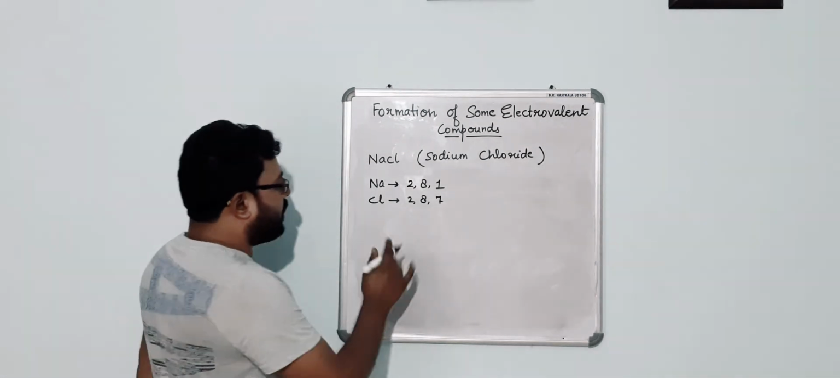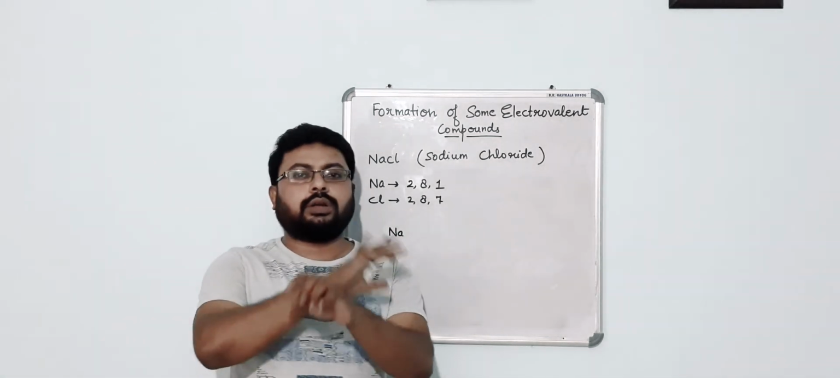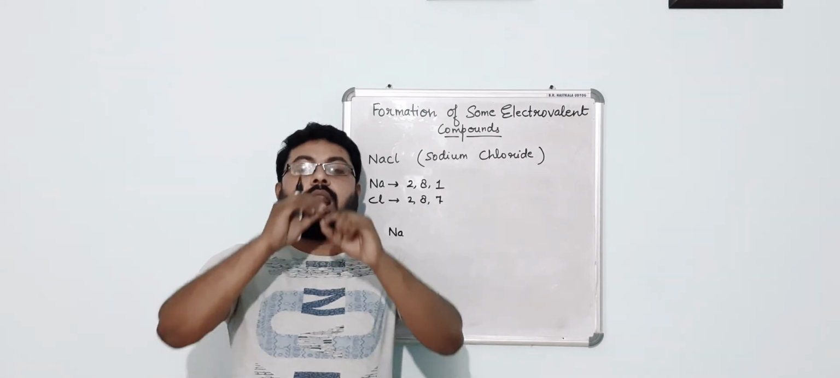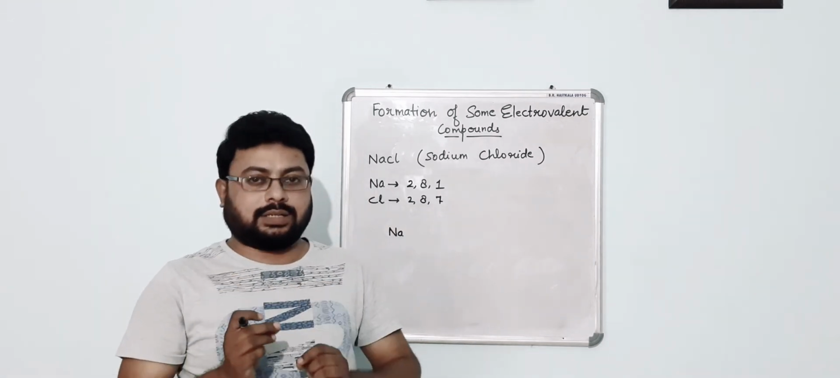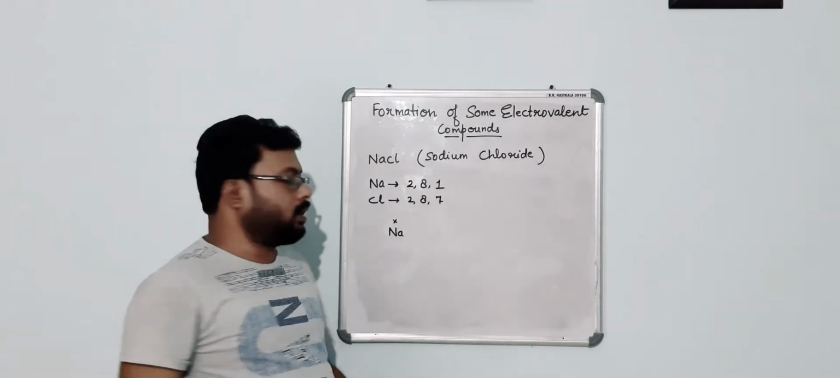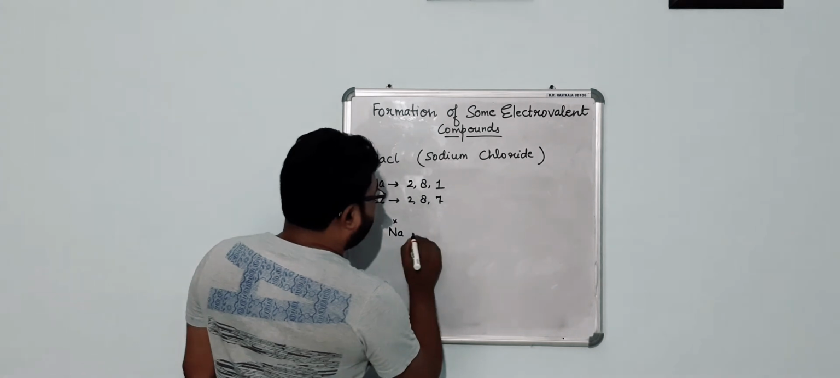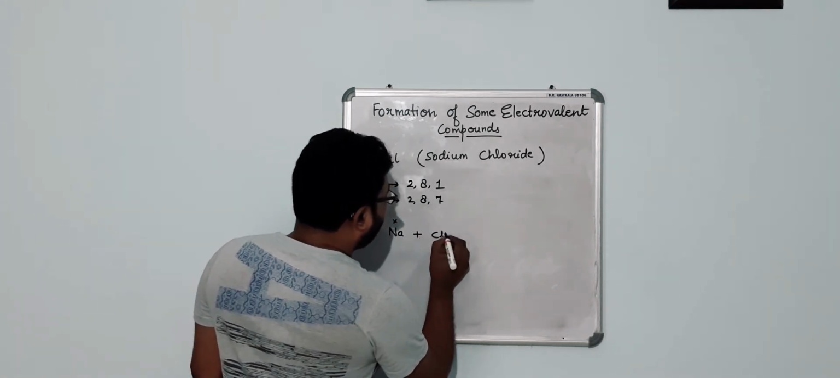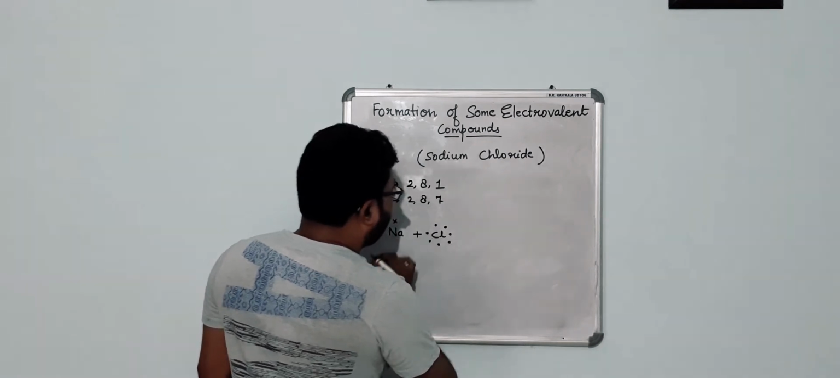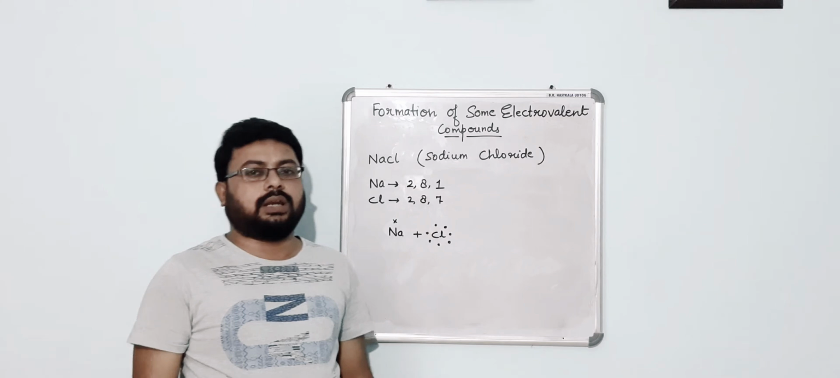Now let us make an electron dot structure. When you are making an electron dot structure, mind that you are not going to show all the electrons. You are just going to show the electrons in the last shell, or the valence shell. So for sodium, I am going to represent the electron with a cross, as its valence shell has 1 electron. Chlorine has 1, 2, 3, 4, 5, 6 and 7 electrons, and this is how I have represented them.